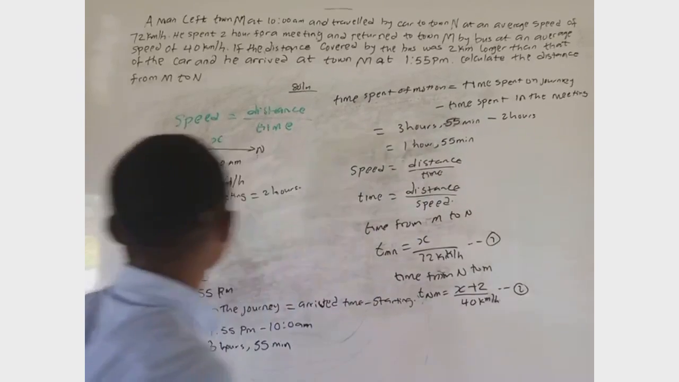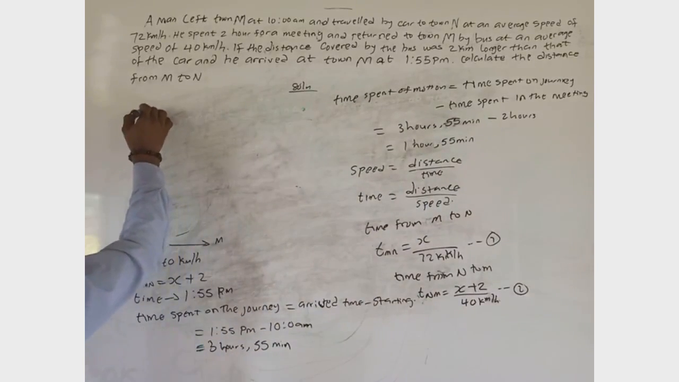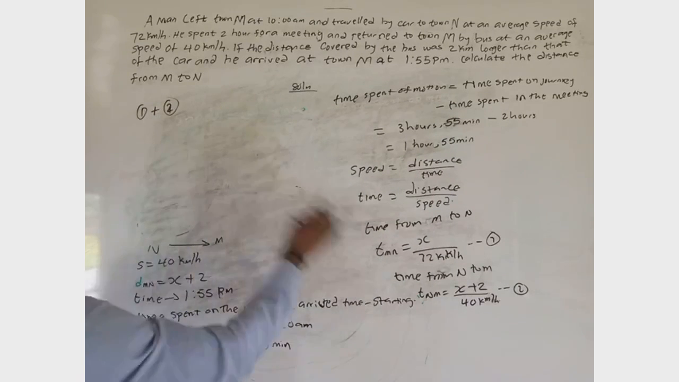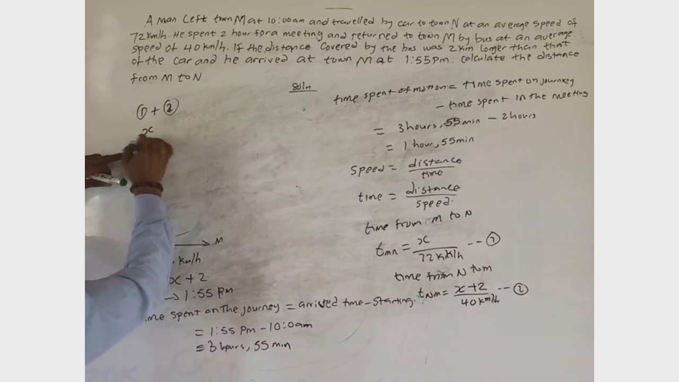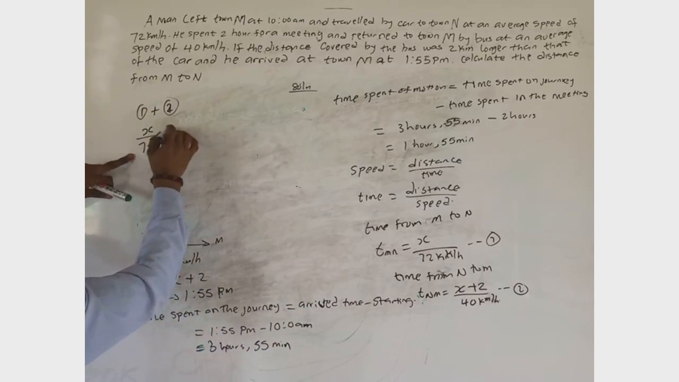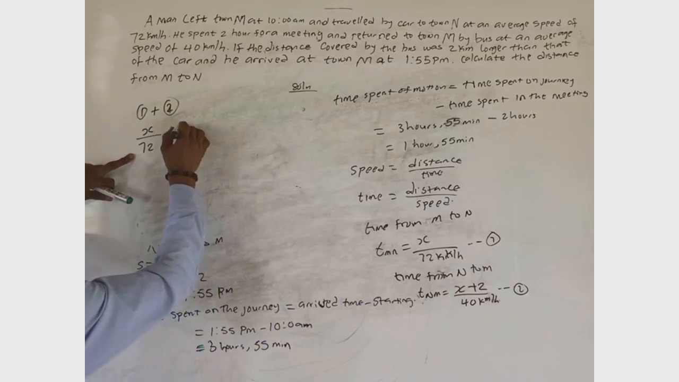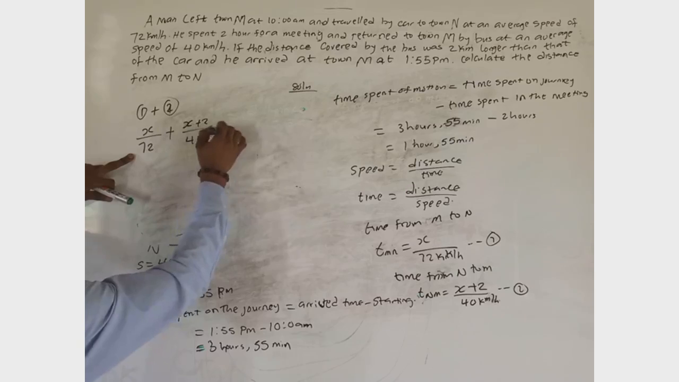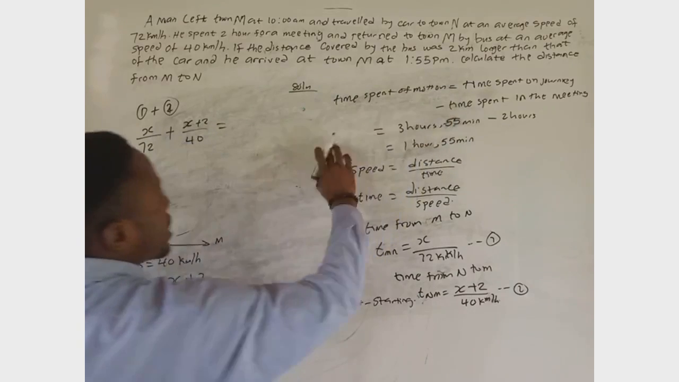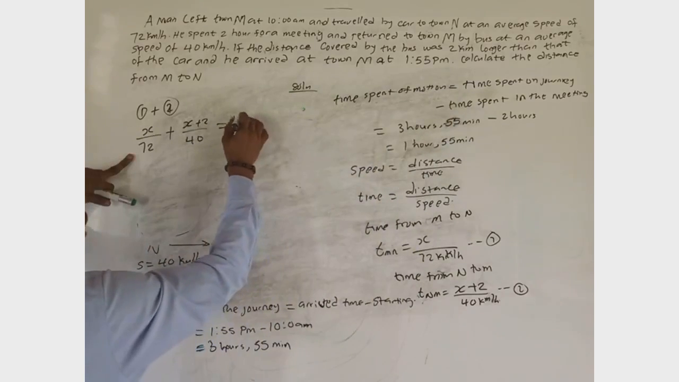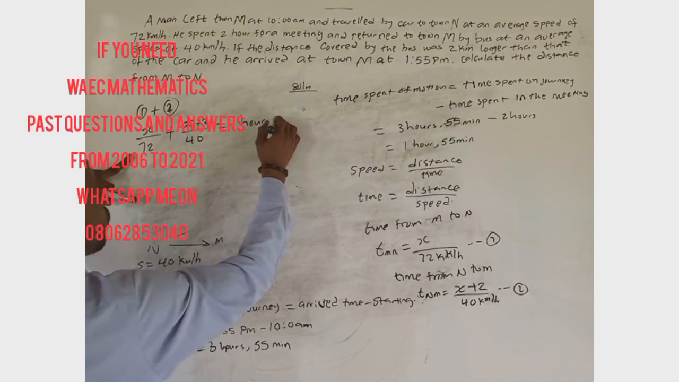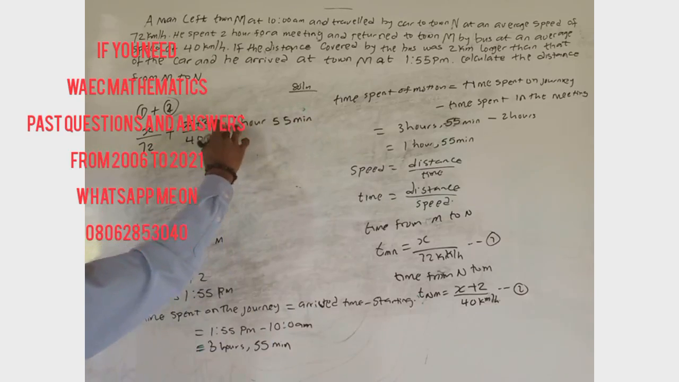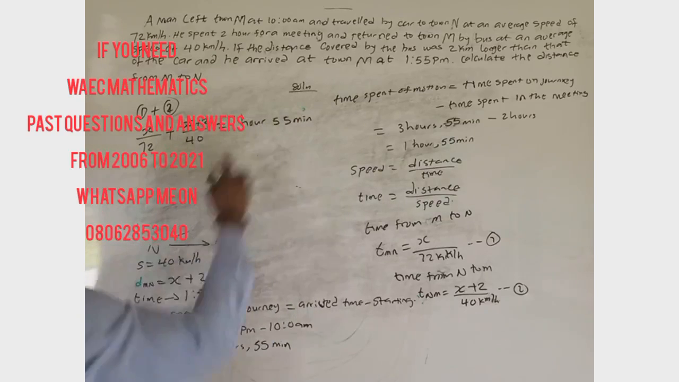Here we have equation 1 plus equation 2. Equation 1 is S over 72, plus equation 2, which is S plus 2 over 40, equal to the time spent on the motion. And the time spent on the motion is what? It is 1 hour 55 minutes. To avoid conversion problems, let's convert 1 hour 55 minutes to hours.